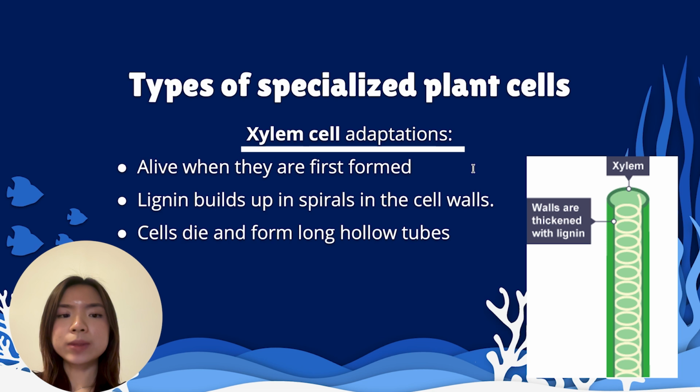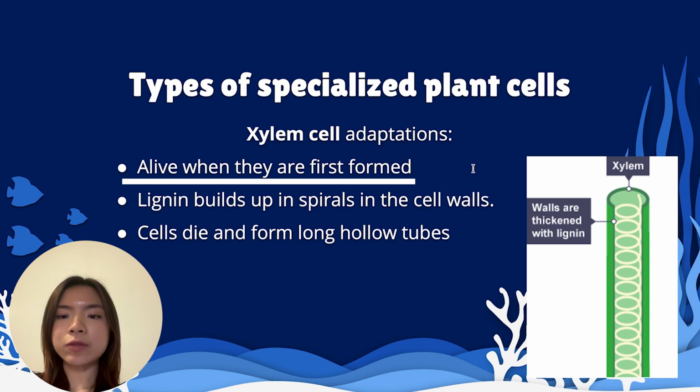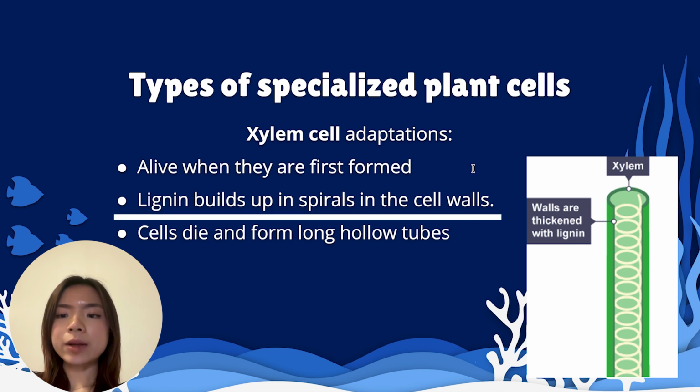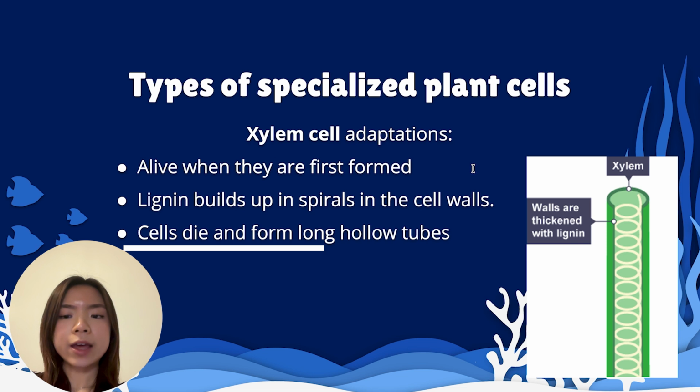So how is the xylem cell adapted to its functions? It has two main adaptations. Firstly, xylem cells are alive when they're first formed, but a special chemical called lignin builds up in these spirals, and you can see that in the diagram on the right. So the lignin builds up in the cell walls, and then the cells die. This leaves the long hollow tube in the middle. And within this tube, water and mineral ions are allowed to move easily through them, from one end of the plant to the other. So this is from the bottom up.